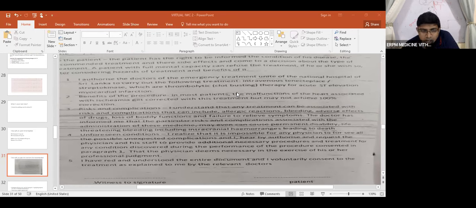Treatment can fail. The doctor has informed me of the particular risk and complication associated with the drug, it can even be life-threatening, including intracranial hemorrhage leading to death. There are some unforeseen conditions also which you are not expecting. I have read and understood the entire document. This is a sheet we are using in NHS, to tell the patient, this is what we are using in the National Hospital.